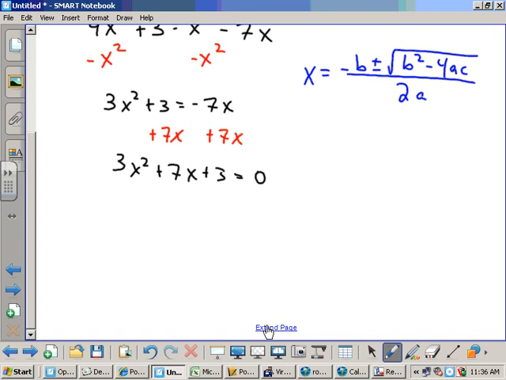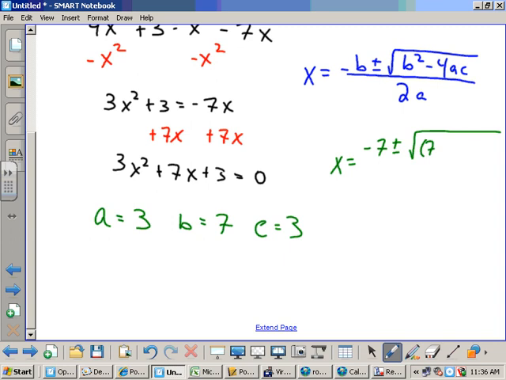Next, let's assign values for a, b, and c. We know a is the value that's always with the x squared, b is the value of the x term, and c is the value of the constant. Next, it's a direct substitution into the quadratic formula. Negative b, so we have a negative 7 plus or minus b squared, so we have 7 squared minus 4 times the a term times the c term, all divided by 2 times the a.